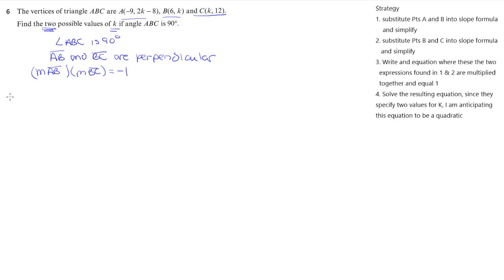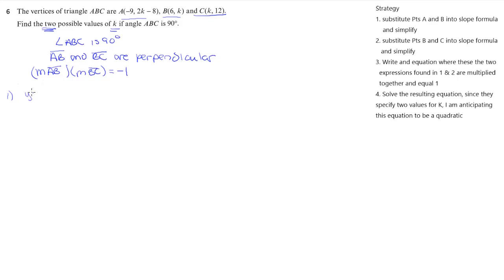So why don't you go ahead and pause this and see how you can do as far as following the strategy. And then when you get done finding out what k is, start back up again and we'll compare. All right, so hopefully you did that.